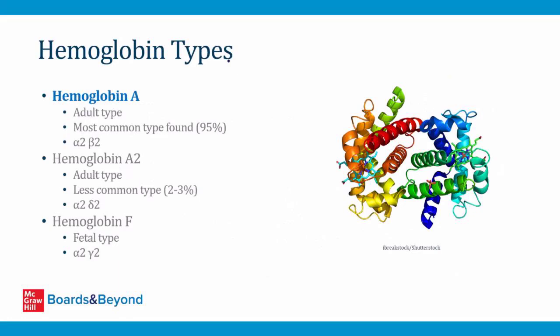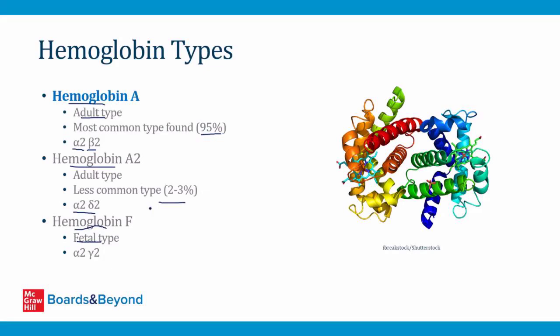There are different types of hemoglobin found in the human body depending upon which globin chains make up the hemoglobin molecule. So hemoglobin A is the adult type of hemoglobin. It's the most common type found in adults. It makes up 95% of all hemoglobin in adults, and it's made up of two alphas and two beta chains. The less common adult type is called hemoglobin A2. It only makes up about 2 to 3% of adult hemoglobin, and this hemoglobin is made up from two alphas and two delta chains. And then hemoglobin F is the fetal hemoglobin that's dominant in the baby in utero.